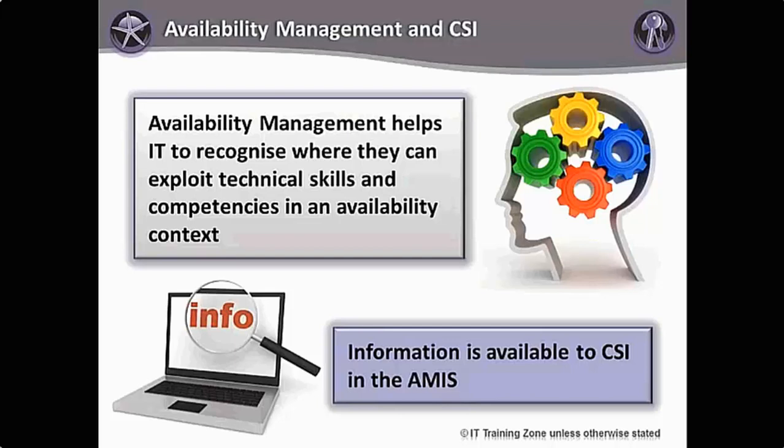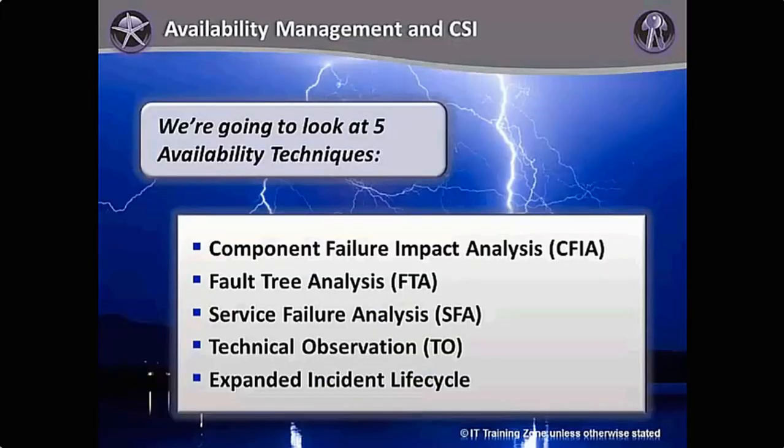Availability management plays an important role in helping the IT support organization recognize where they can add value by exploiting technical skills and competencies in an availability context. The information this provides is made available to continual service improvement through the Availability Management Information System. We're going to look at 5 availability techniques that can support continual service improvement. Component failure impact analysis, fault tree analysis, service failure analysis, technical observation, and the expanded incident lifecycle.